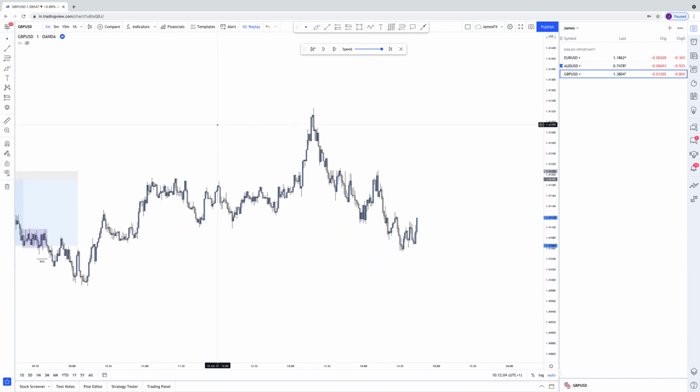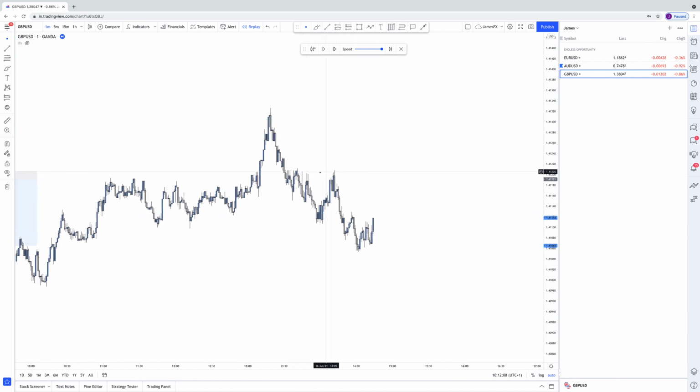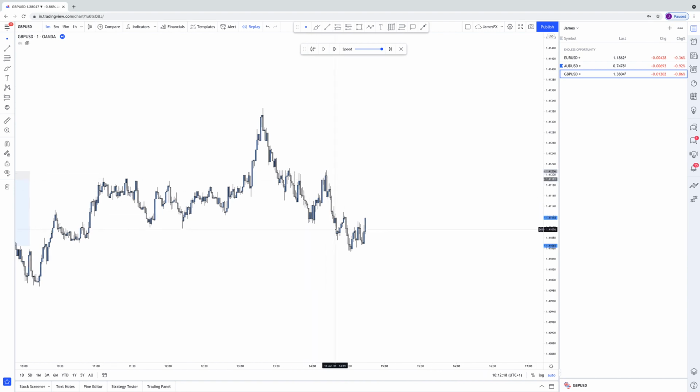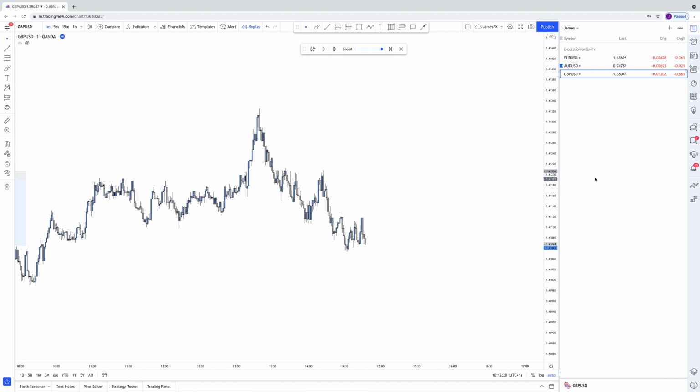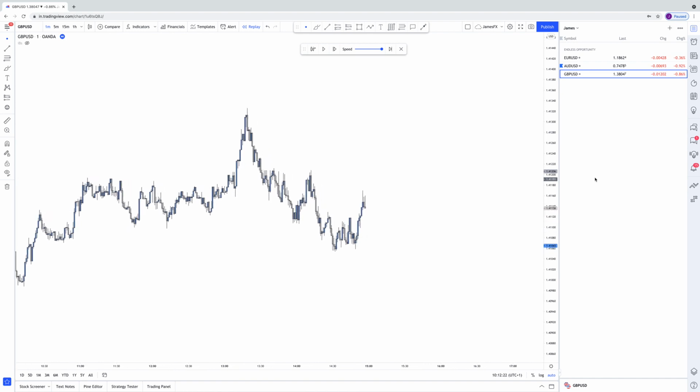But what we can see is we push up, push back down. Now it is a bit messy, but we do break structure. We have this push down here. We pull back in, and this wouldn't be something that I would take. There was another entry. If I just go forward, coming up now.